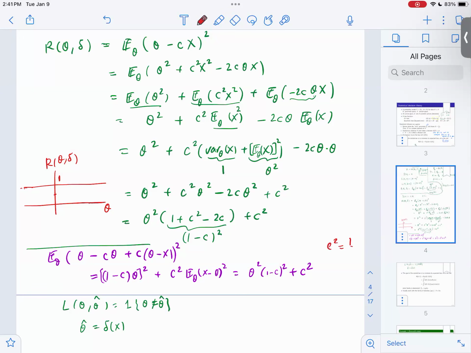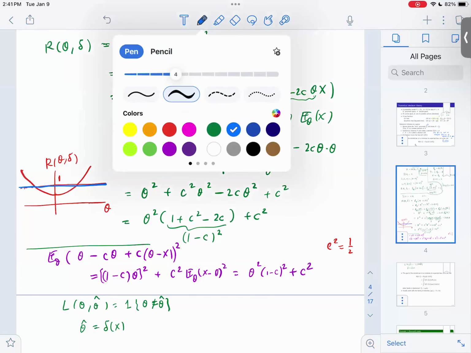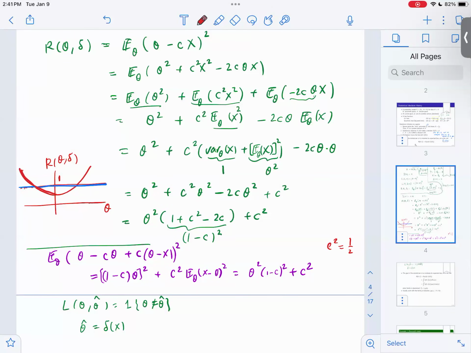Yeah, okay, c squared over 2. It's going to hit this at some point, and it's going to go up, the way it's going to be like that. So one has this risk, and the other has the other one. Okay, so you can see immediately the problem. Which one is the better estimate?